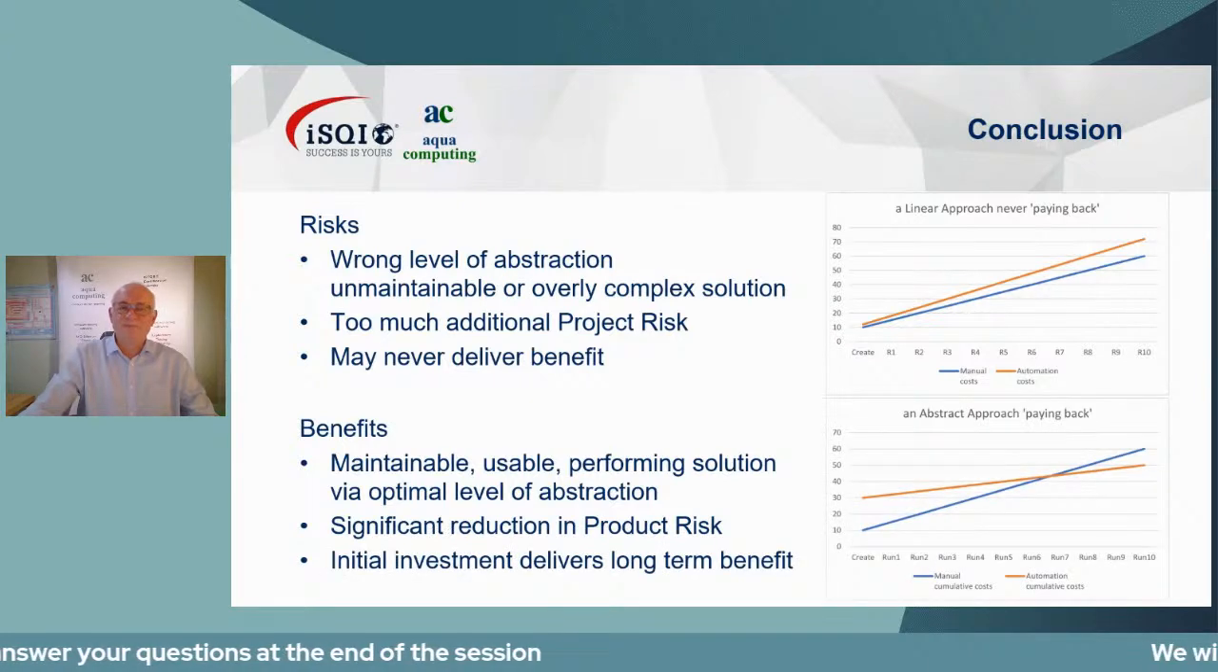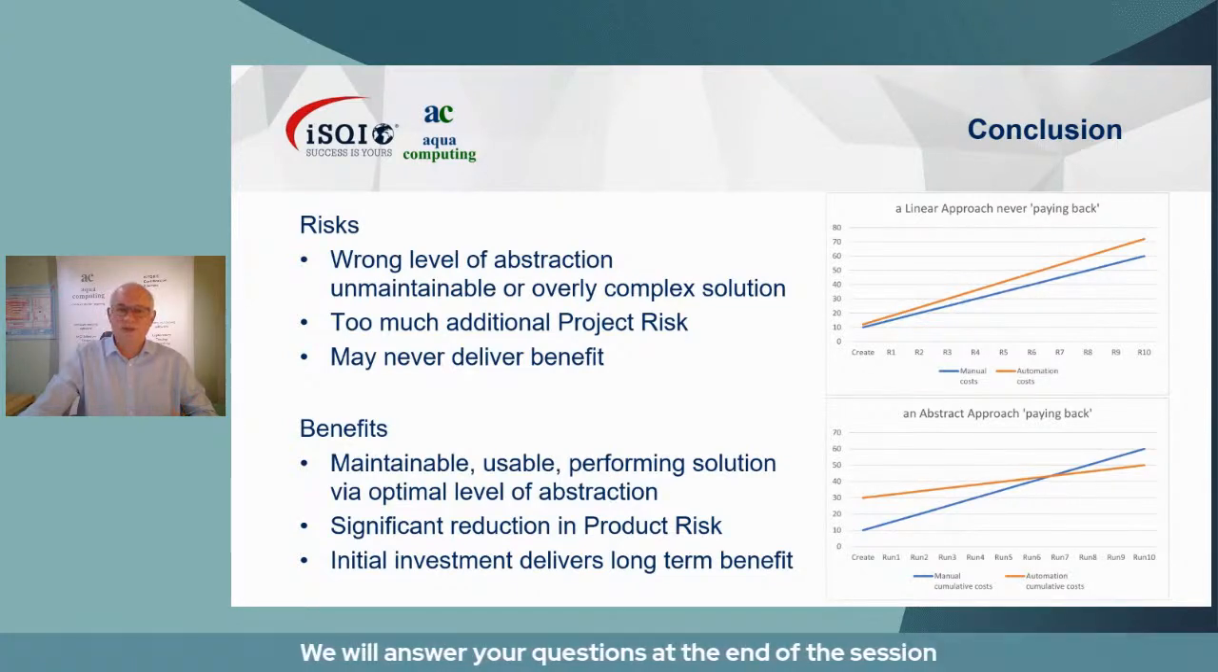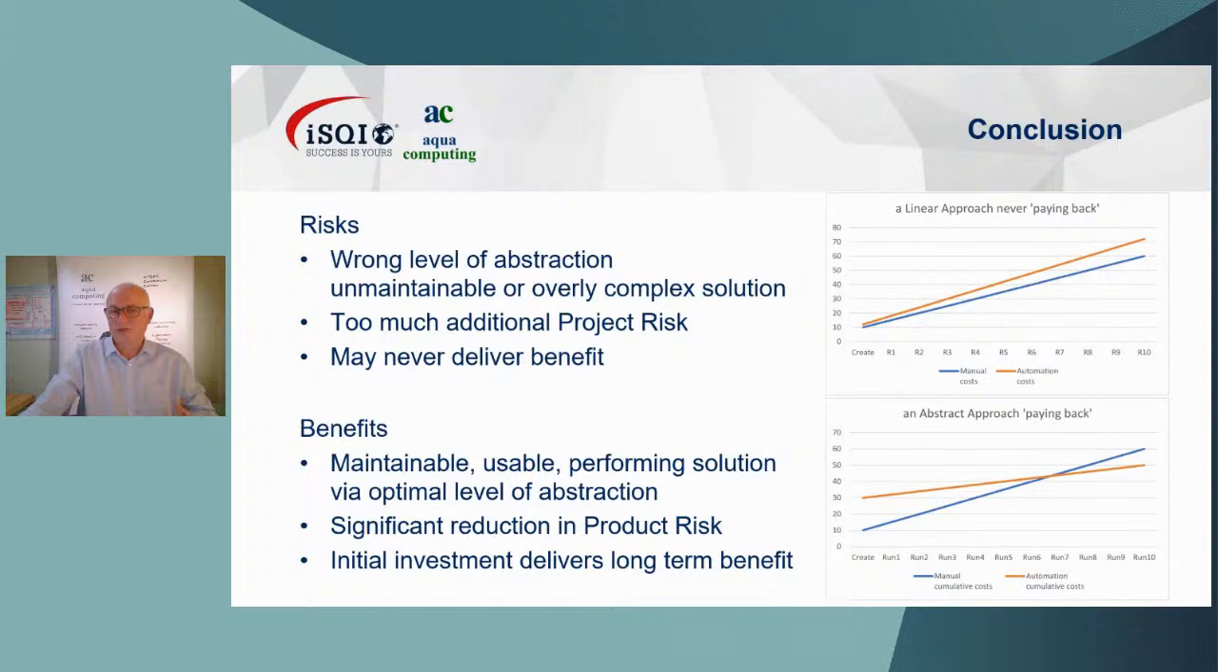So if we do get it right, then this is really the kind of curve you're looking for, which is that we're investing a lot more upfront. In my example here, the automation is 3 times the equivalent manual testing effort in this hypothetical example. But the maintenance curve should be a lot flatter.